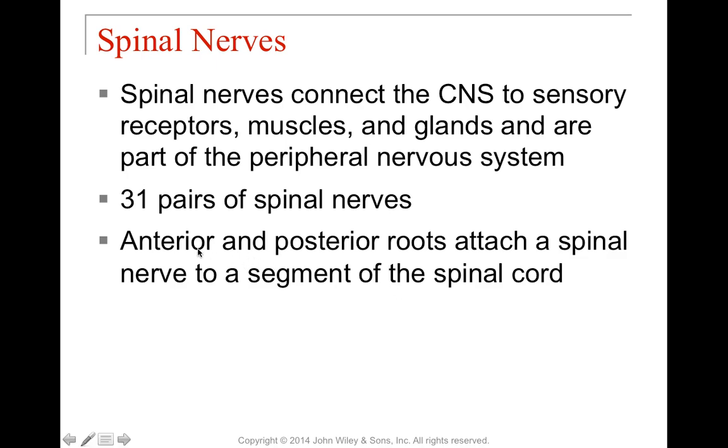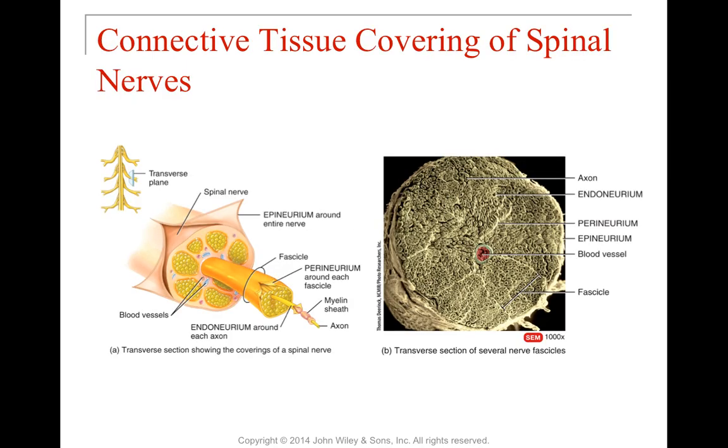And we have different sets of anterior and posterior roots. So we have anterior roots that are going to come out from the front, posterior roots come out from the back, and they attach together to a spinal nerve. And that is going to come out of a specific segment of the spinal cord.